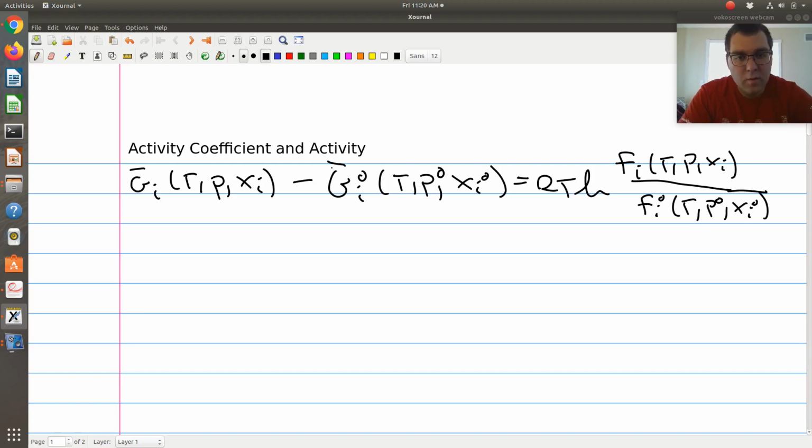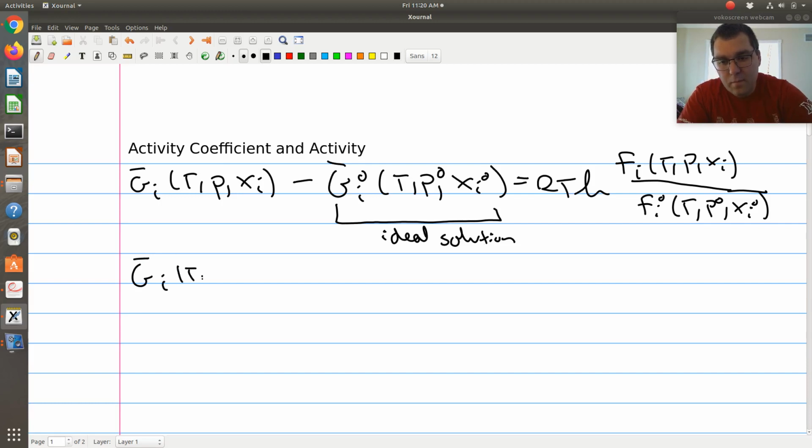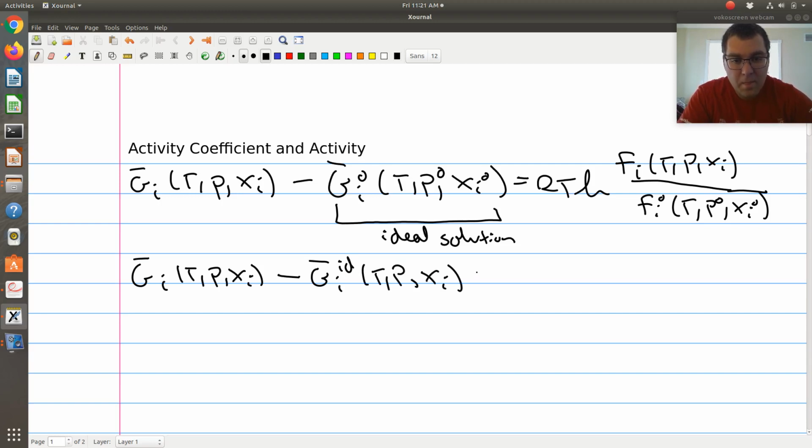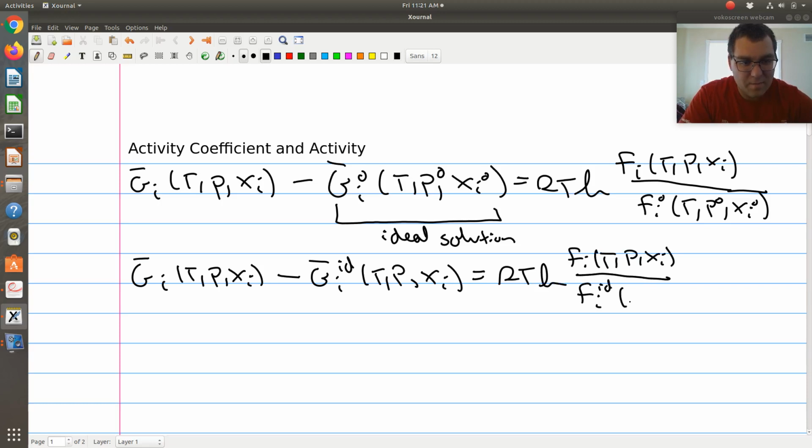Okay, cool. So where activity coefficient comes from is here we're going to take our reference state or standard state to be an ideal solution at the same conditions. So if we do that, I get G bar i at T, P, and xi relative to G bar i ideal at T, P, and xi is equal to RT log fi at T, P, and xi relative to fi ideal at T, P, and xi. So we introduce gamma, the activity coefficient, as being equal to fi over fi ideal.